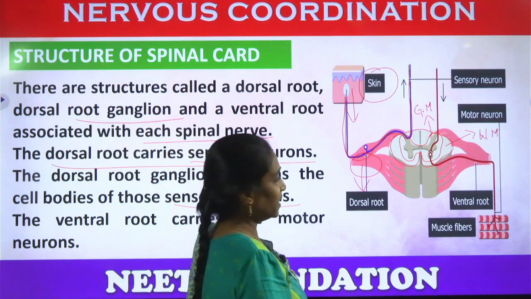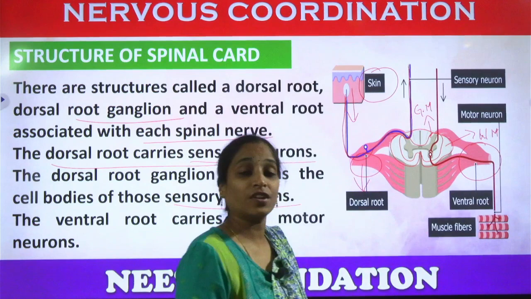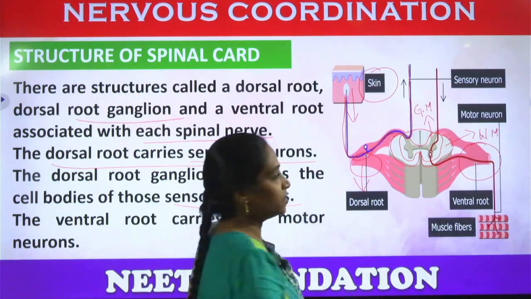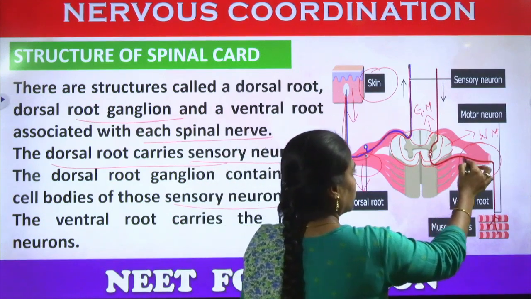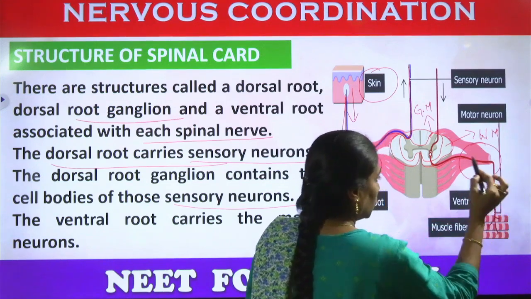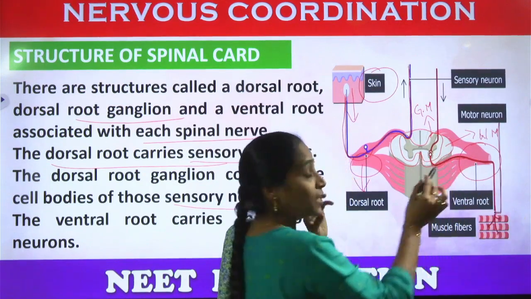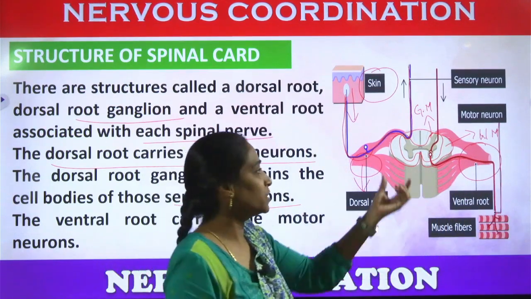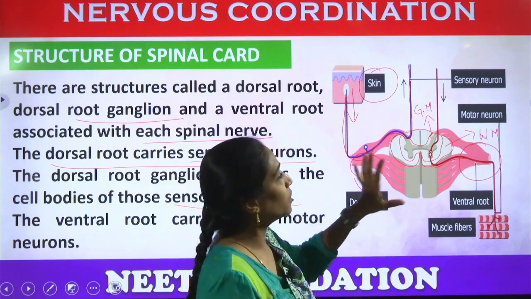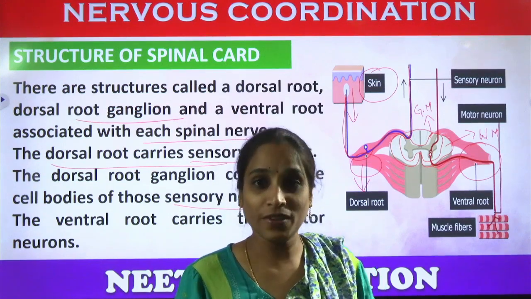Next, this is the ventral part, the ventral root ganglion, a ganglionic structure. The ventral root is attached to a type of neuron called the motor neuron. This motor neuron receives the message from the associative neuron present inside the grey matter of the spinal cord. Here we can observe a kind of action done by the spinal cord, which is a reflex action.